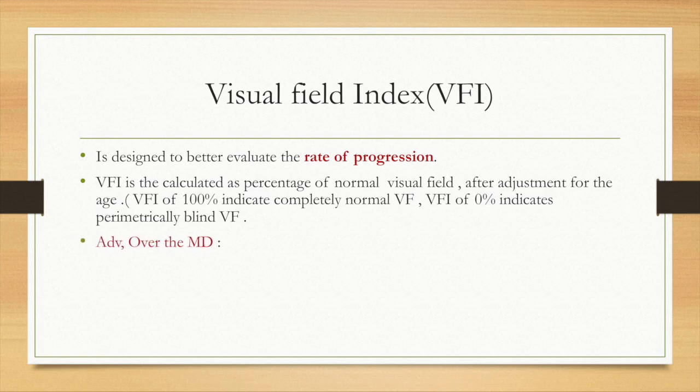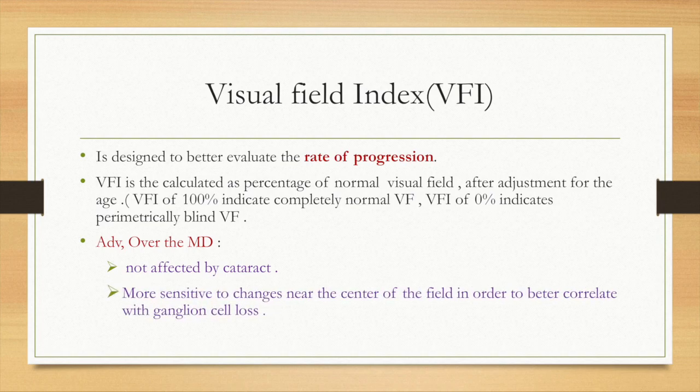So the advantage of the visual field index compared with the mean deviation is that the mean deviation is affected by the cataract, whereas the visual field index is not affected by the cataract, and the visual field index is more sensitive to the changes near the center of the visual field in order to better correlate with ganglion cell loss.